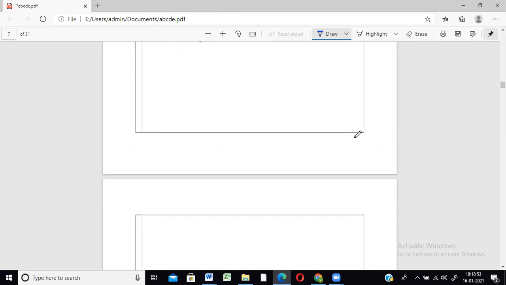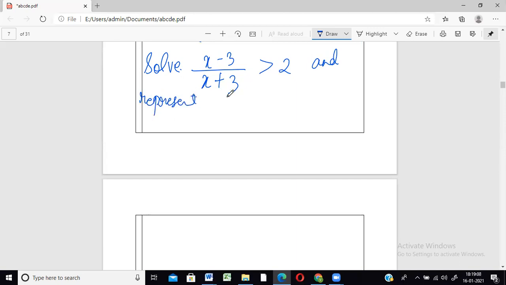Coming to the next one, suppose you have a question. Solve (x minus 3) upon (x plus 3) greater than 2, and represent the solutions on a number line. So this is what we have. We have to find the solutions and then represent them on a number line, like how we did it in the previous question.